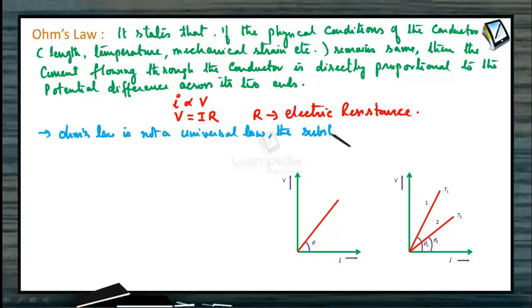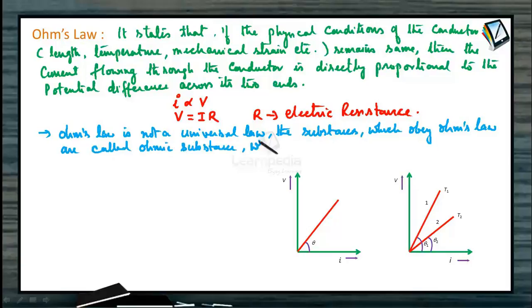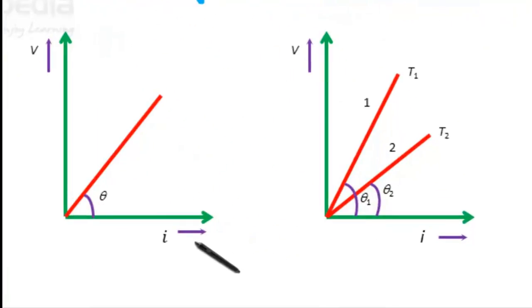The substances which obey Ohm's law are called ohmic substances, and those which do not obey Ohm's law are called non-ohmic substances. The graph between V and I for a metallic conductor is a straight line as shown here. At different temperatures, the V and I curves are different. As in this picture, temperature T1 is given by curve 1, temperature T2 by curve 2. The angle is theta 1, the angle is theta 2.